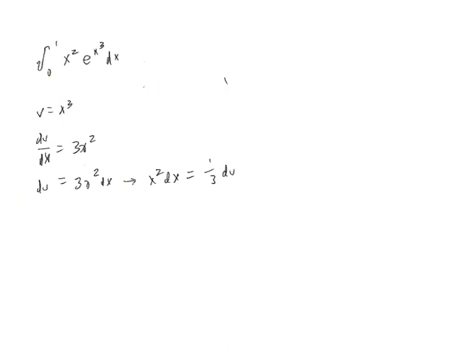The original limits are in terms of x, so x equals 0 and x equals 1. So we need to find the u values based on that. So when x equals 0, u equals 0 cubed, which is just 0. And when x equals 1, u equals 1 cubed, which is just 1. So our limits, as before, or our u values, are just 0 to 1.